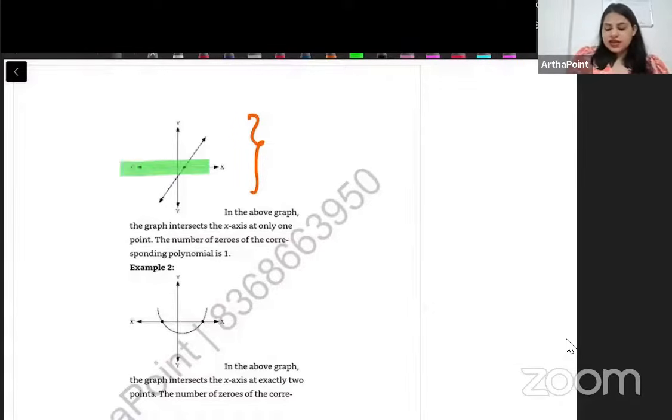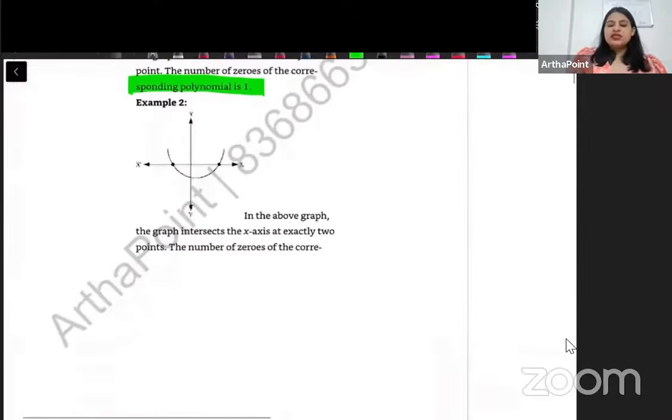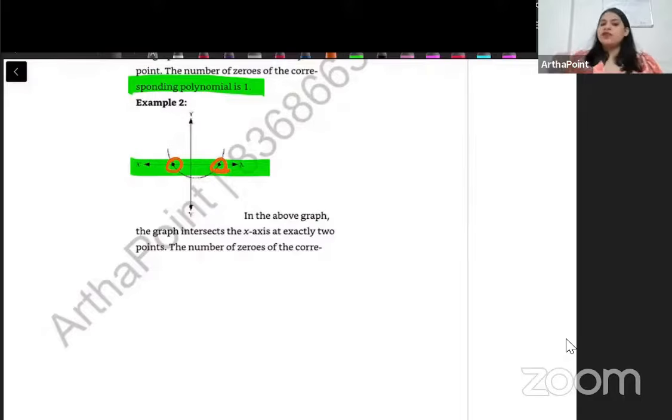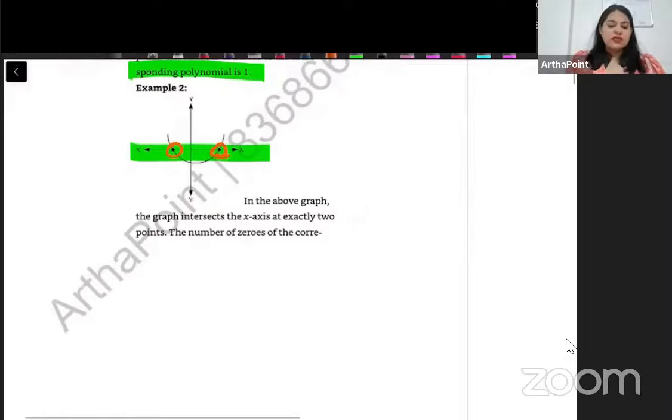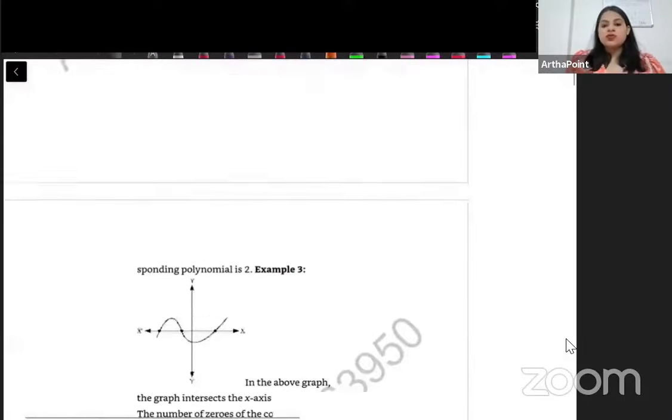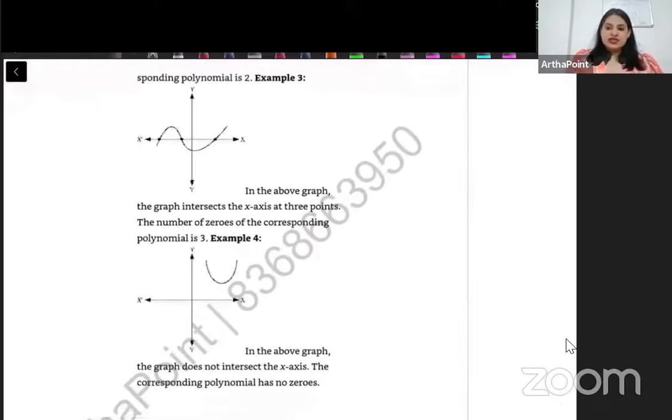If you look here, this is my x-axis and the x-axis gets intersected only at one point. This means that the number of zeros of this polynomial is only 1. Okay, come to the next graph, beta. In this graph, you are intersecting the x-axis 2 times, here and here, which means that there are 2 zeros of this equation. Whatever equation we will be drawing, there will be 2 zeros corresponding to this equation.